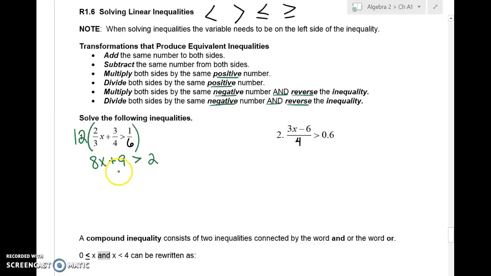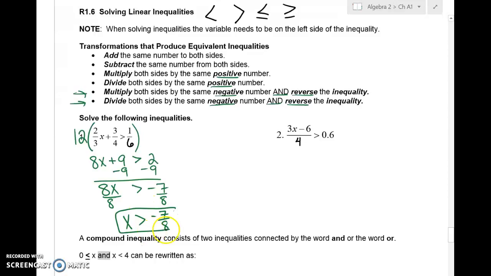All right, now, to solve this, we're going to treat it just like an equation. We just have to keep in mind these last two bullet points. If you multiply or divide by a negative number, you have to reverse the sign. So we're going to subtract 9 on both sides. Subtracting 9 does not cause us to have to change the sign. So 8x is greater than -7. We then divide by positive 8. We're dividing by a positive number, so the sign does not change. X has to be larger than -7/8.